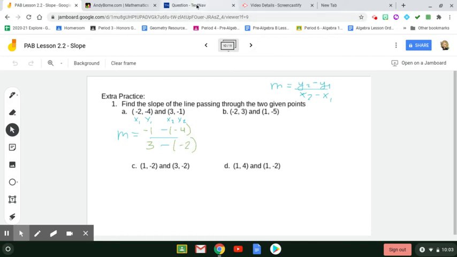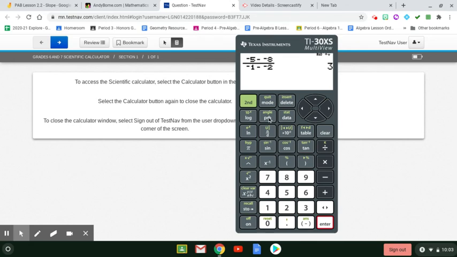Okay, gonna get my calculator. I'm gonna clear out what I had in there from that previous problem. Remember, hit the fraction button. Okay, I'm gonna type in -1 minus -4. On the bottom, I'm gonna have a 3 minus -2. Hit enter. There's my answer, 3/5.